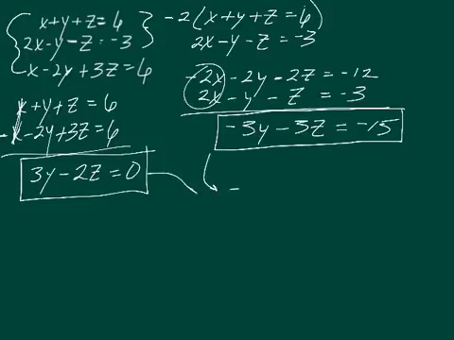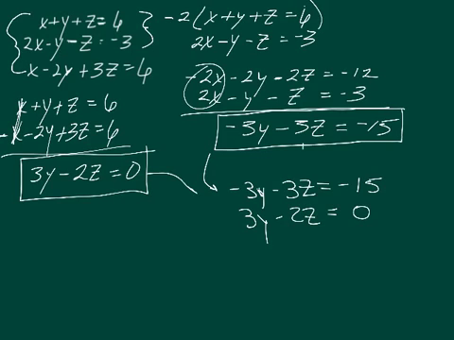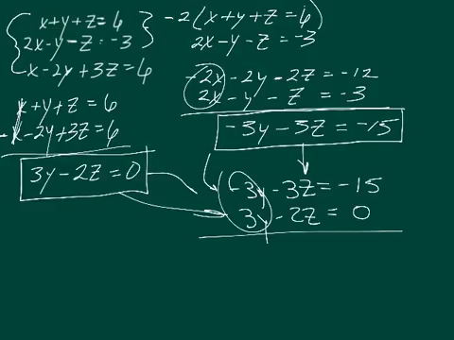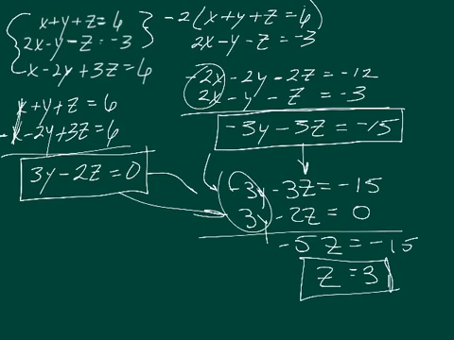And I've got negative 3y minus 3z equals negative 15. And 3y minus 2z equals 0. So I took that one and that one. Now I'm going to add them. These will cancel. Negative 3z plus negative 2z is negative 5z equals negative 15, giving me a z value of 3. Okay, so that is the hard part.